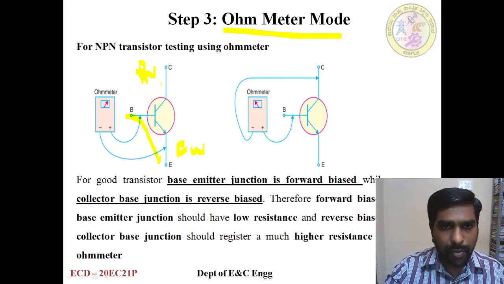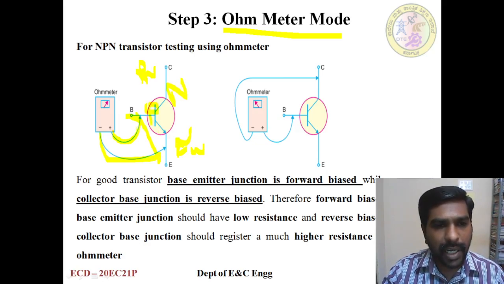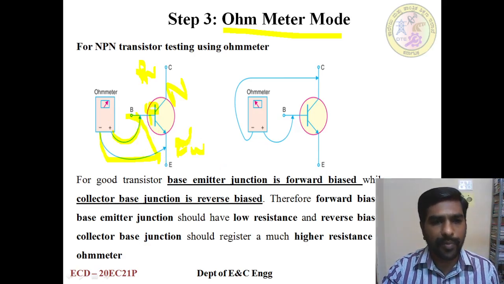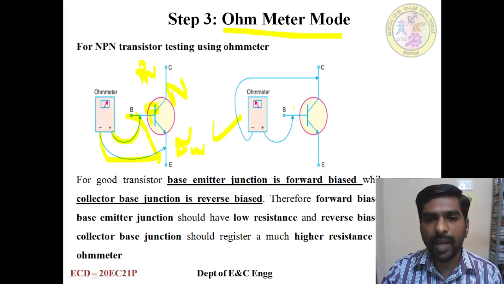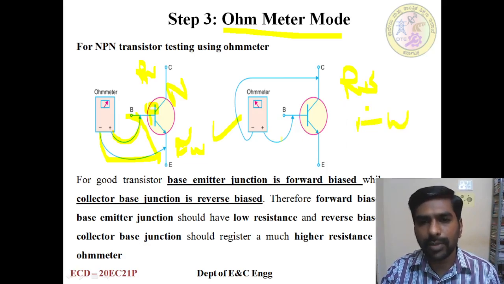For that we have to take an ohmmeter and place it in ohm mode, with positive placed on the base and negative on the emitter. So this is an NPN transistor as per the symbol, and it shows low resistance for the base to emitter junction, forward bias. This is good. Then take the reverse, which means it's reverse biased across the collector to base also. First they measure the forward and then the reverse also.